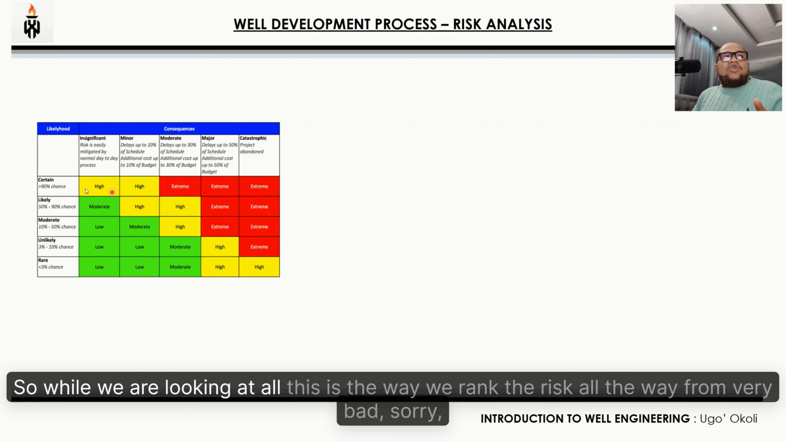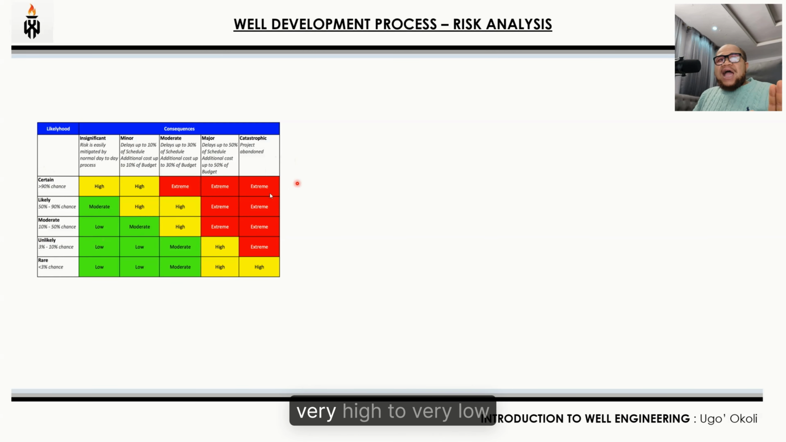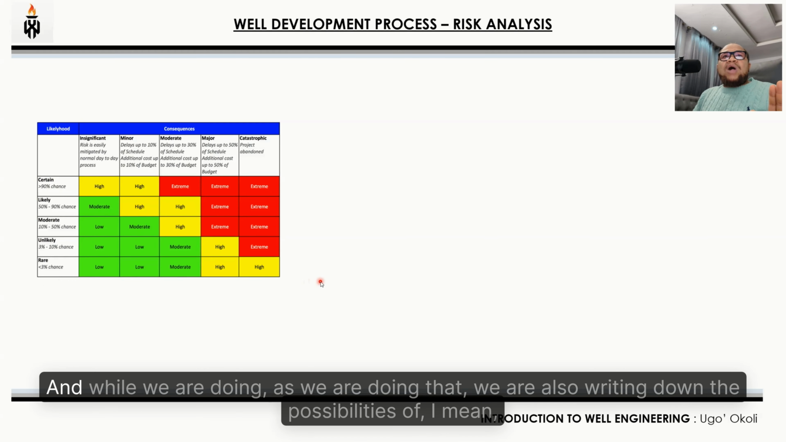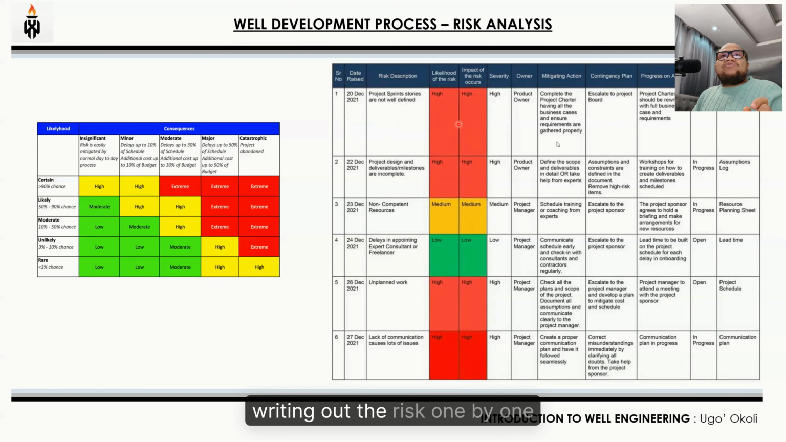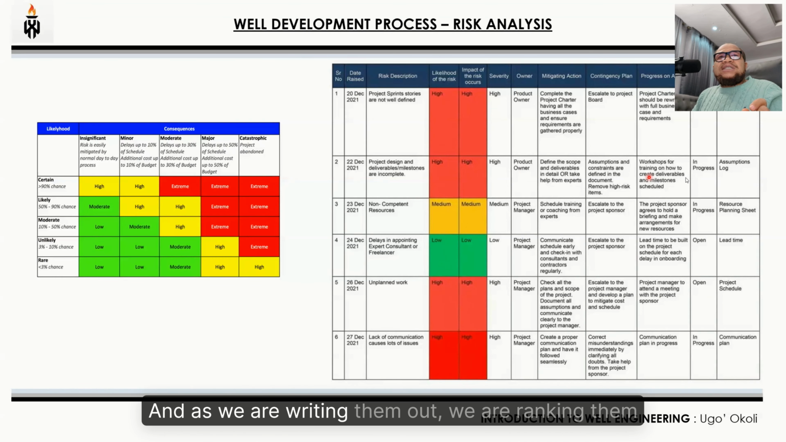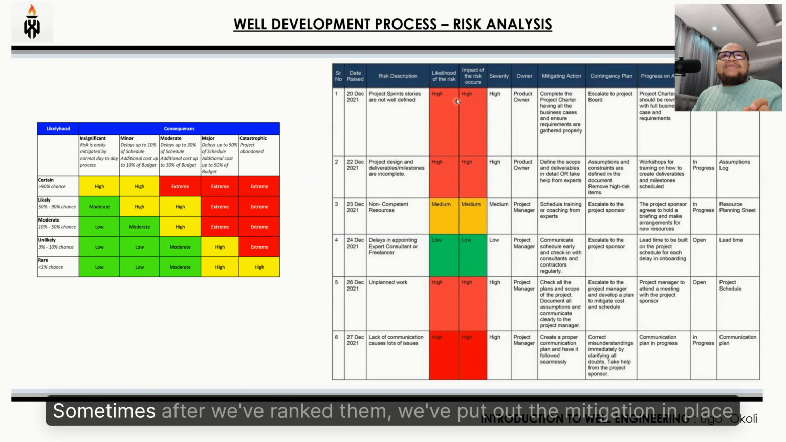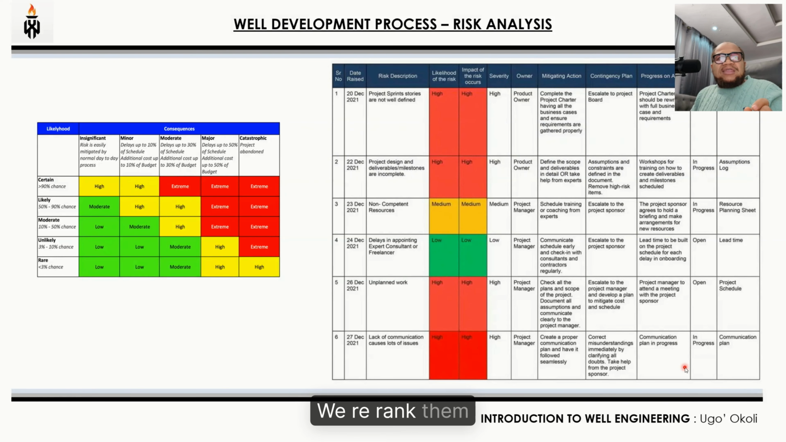So this is the way we rank the risks, all the way from very, very high to very, very low. And as we are doing that, we are also writing out the risks one by one, and as we are writing them out, we are ranking them. Sometimes after we've ranked them and put the mitigation in place, we re-rank them.